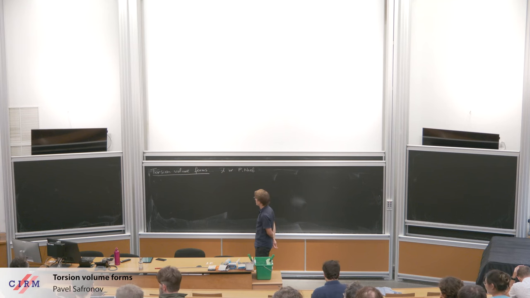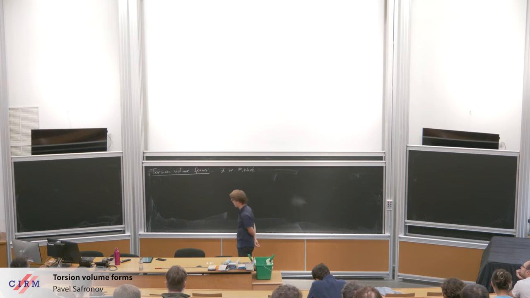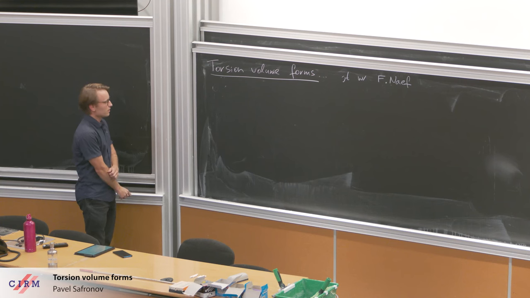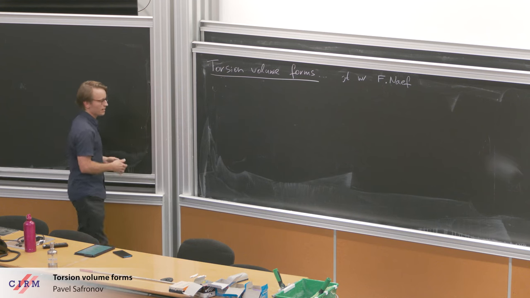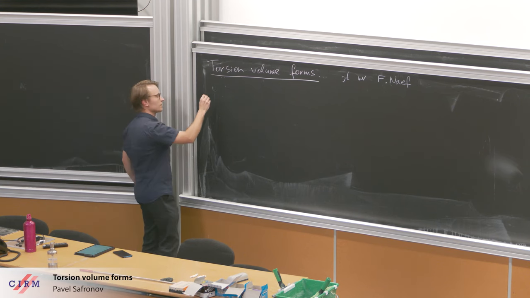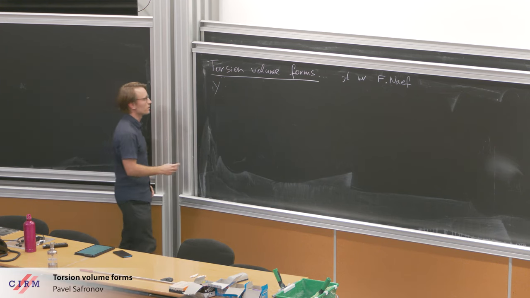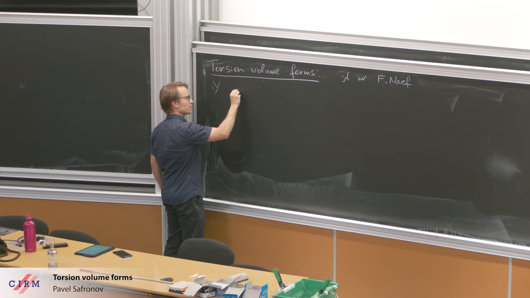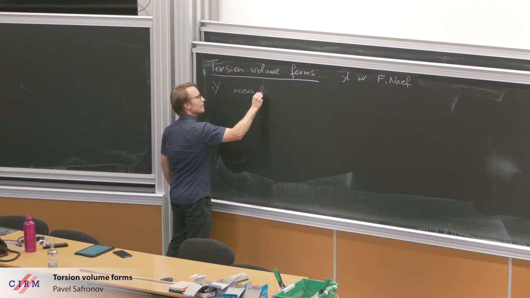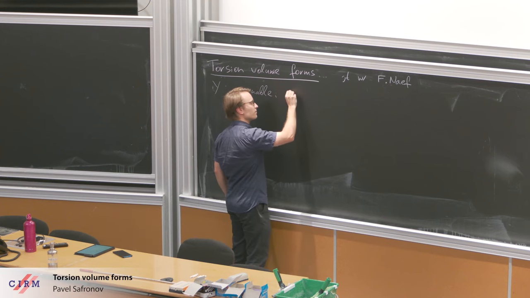So I want to talk about a paper that's on arXiv, joint with Florian Naef, on torsion volume forms. Throughout the talk, I'll be discussing some derived stacks, and there are going to be two classes of derived stacks satisfying various assumptions. Let me begin by stating those assumptions and introducing some terminology. So let's say Y is a derived stack, and I'll call it a reasonable stack if it has a perfect cotangent complex.